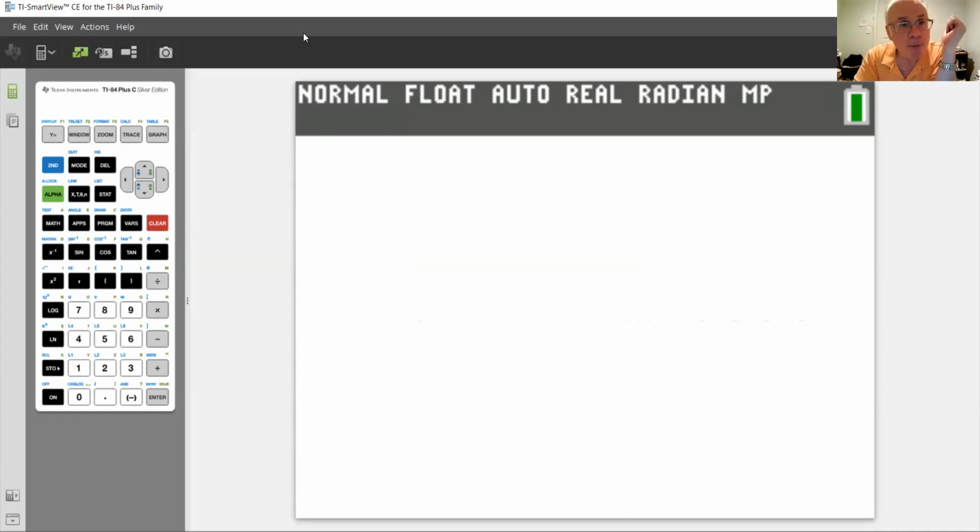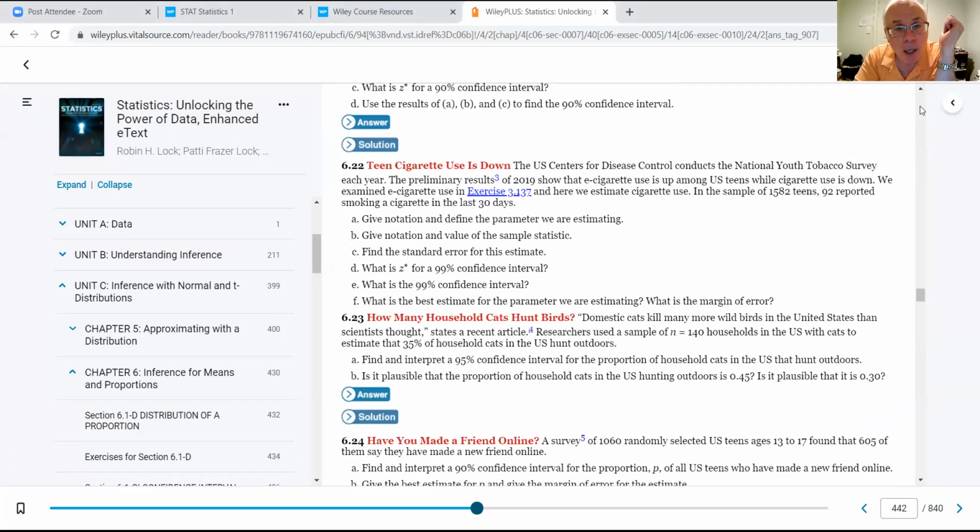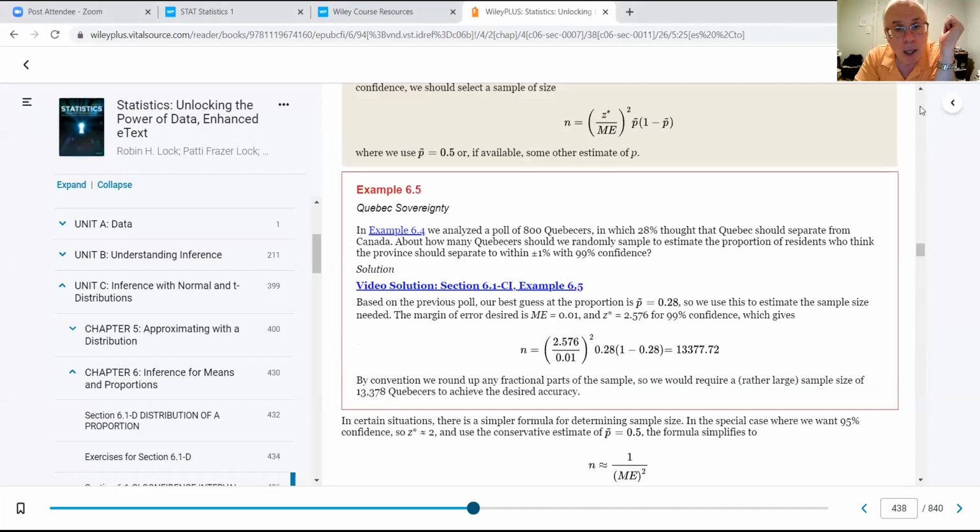Let's actually stop sharing. Let me just show you that formula once again in the book. So this is page 442. Let's just scroll back up. There it is. All right, this formula right here. That is what we're going to use. And we'll go back to our calculator.